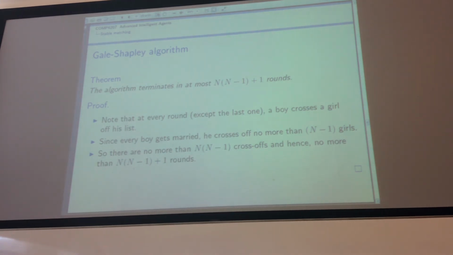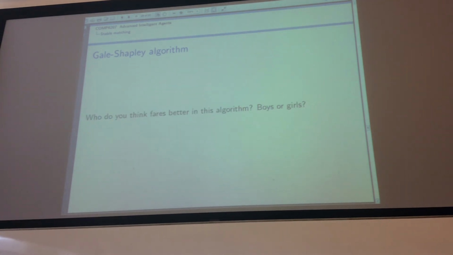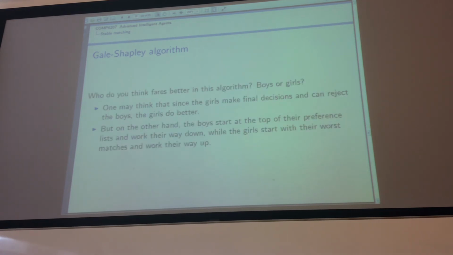Why? Because it's always the case. It's always like that. So on one hand, you could say that girls are the ones who make the decision here, right? They decide whether to accept or reject, so they would probably do better. But on the other hand, you're right. Boys actually start with their top choices, and they only compromise if they get rejected.